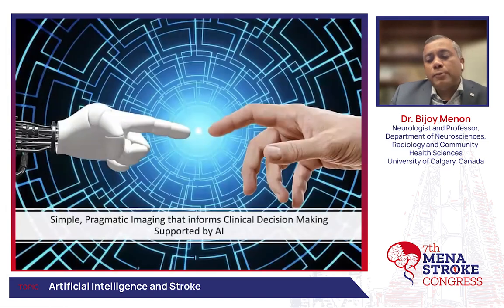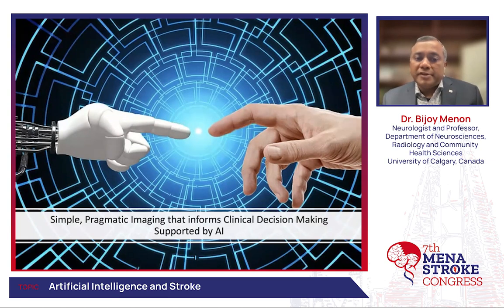And so the way I see what will happen in the future is that with acute stroke itself, we'll use simple and pragmatic imaging. But this will inform clinical decision-making supported by AI. So remember, humans will always be there to use simple techniques supported by AI.